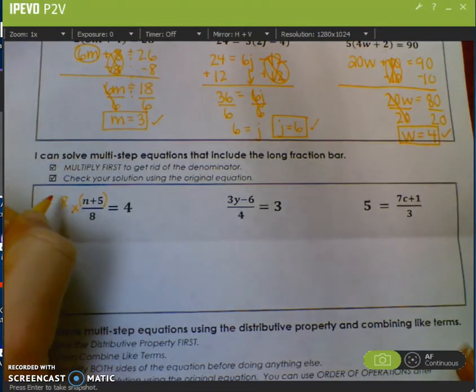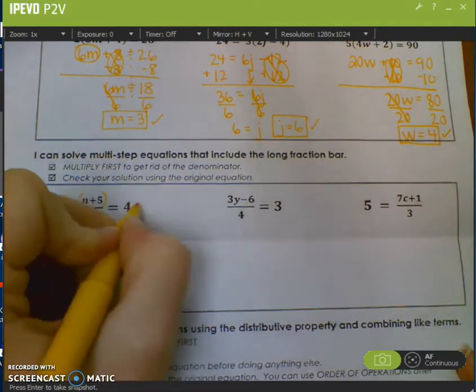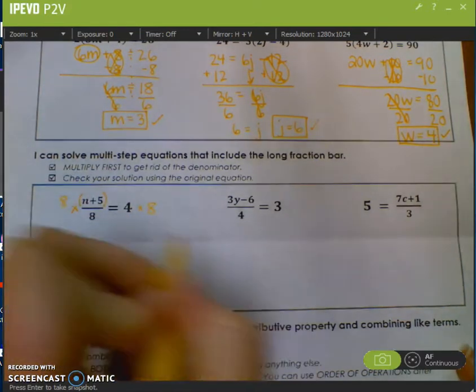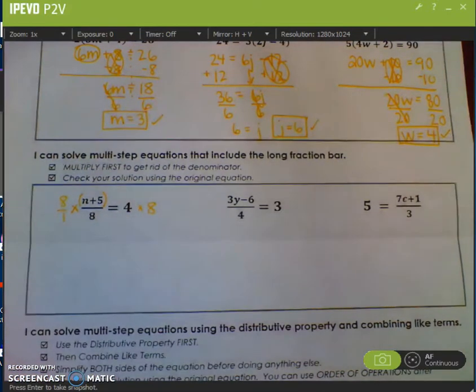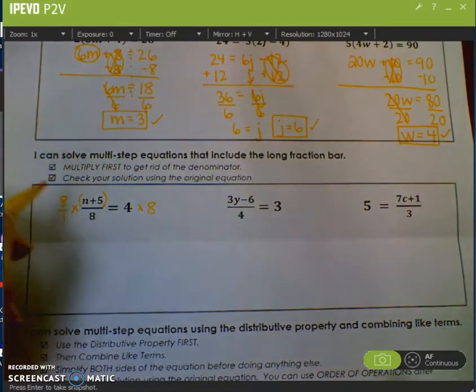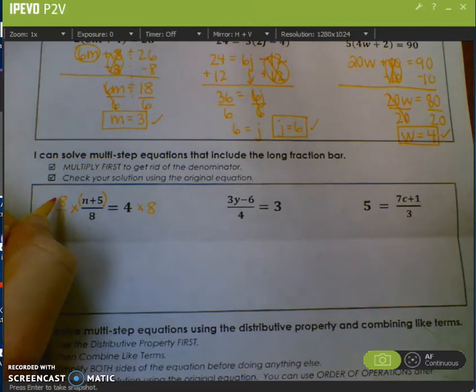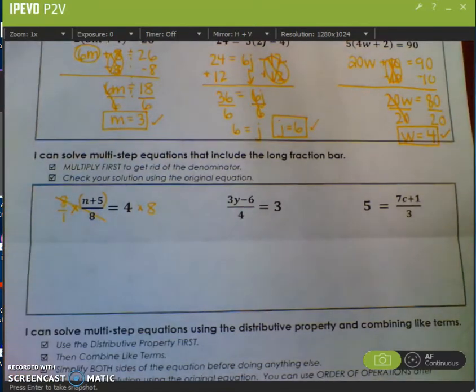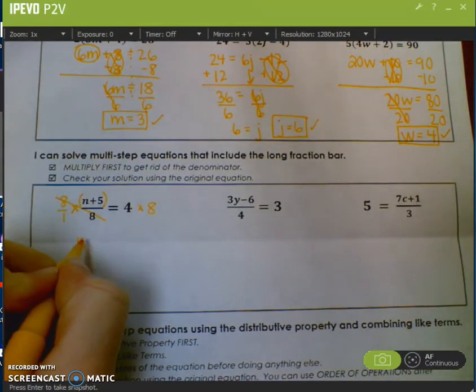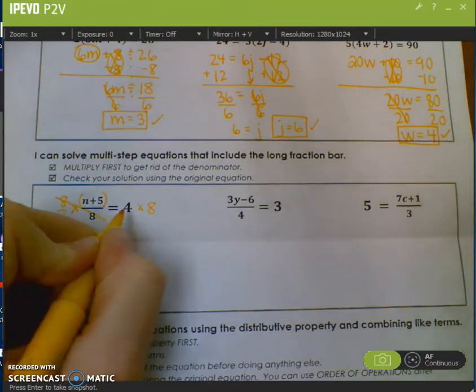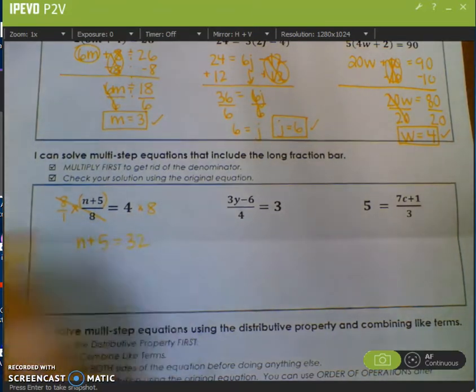We're going to multiply this side by 8. And if I multiply that side by 8, I have to multiply this side by 8. This is like multiplying by 8 over 1. So if you remember some fraction rules from 5th grade, or from a prior year in school, you know that the 8's cross-reduce and cancel each other out. So I'm just left with n plus 5 equals, and 4 times 8 is 32.